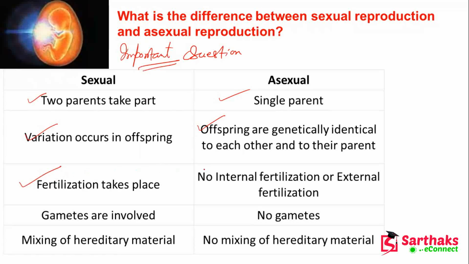Fertilization takes place in sexual reproduction, either internal or external, while in asexual reproduction there is no fertilization. Gametes are involved in sexual reproduction, while no gametes are involved in asexual reproduction. Mixing of hereditary material is there in sexual reproduction, and no mixing of hereditary material is there in asexual reproduction.